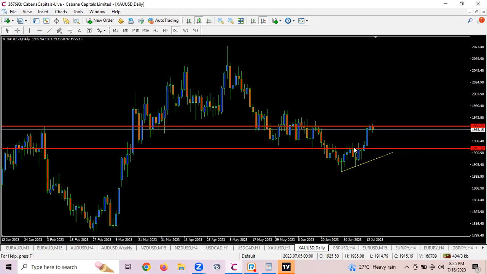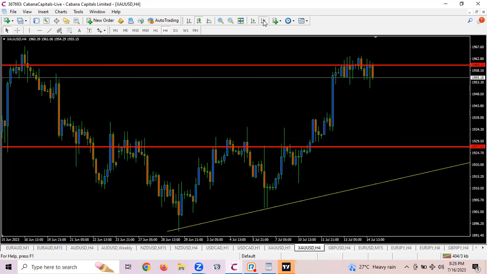Some support. ICT students will call this, what's it called? Mitigation. For me, this is a resistance broken on support. And when a resistance is broken, it becomes a support, price is expected to pull back to that support level. So we should see price pull back to this level on gold. Okay, so I'm bearish on gold this week.